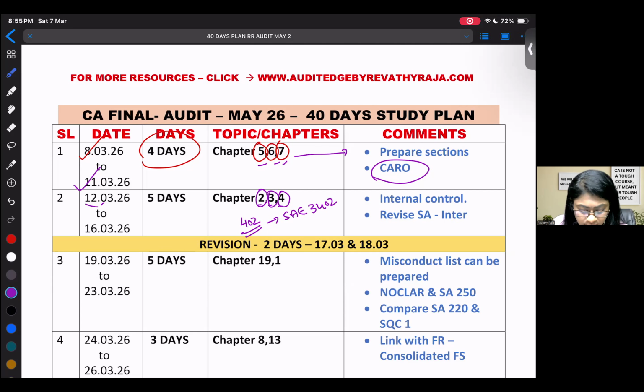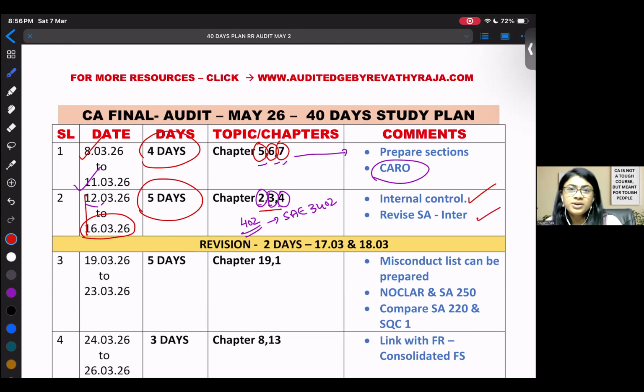These three chapters, you might take a little more time, so I've allotted around 5 days for this. Once you finish this, it's roughly around 16th of March. Now, be careful with the topic internal control. It's a topic which many students feel is very dry, and they might omit it. So be careful: internal control framework, COSO, COBIT, SOX, etc. And there are some SAs from intermediate also, like SA 330, 315. Be careful, revise that well.